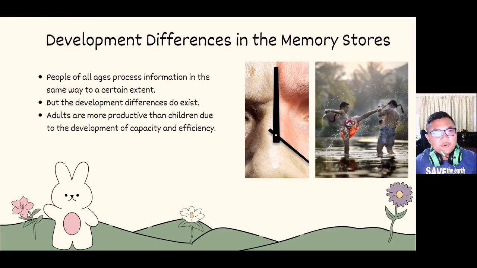And the last point will be focusing on the developmental differences in memory stores. People of all ages process information in the same way to a certain extent, but developmental differences do exist because adults are more productive than children due to the development of capacity and efficiency. Adults tend to process information more quickly and deeply than children.